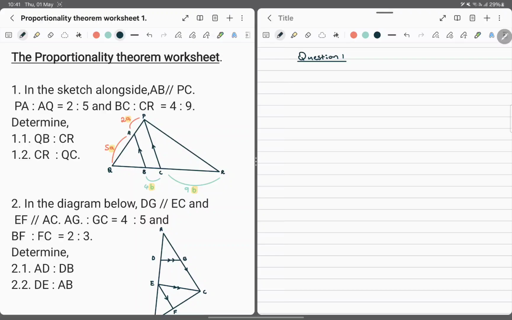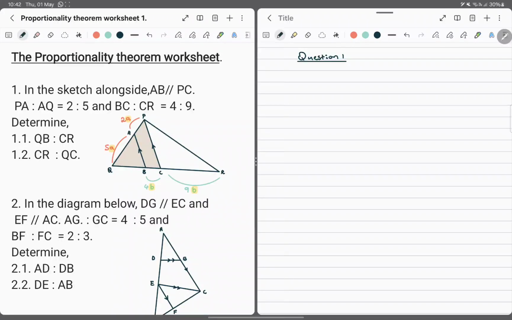Obviously for the proportionality theorem, we know that if a line is drawn parallel to one side of a triangle, it therefore would cut the opposite sides in the same proportion. So let's have a look. What triangle do we see here? There we have a nice triangle, PQC. And we can see it fits very well into the proportionality theorem as we know it.